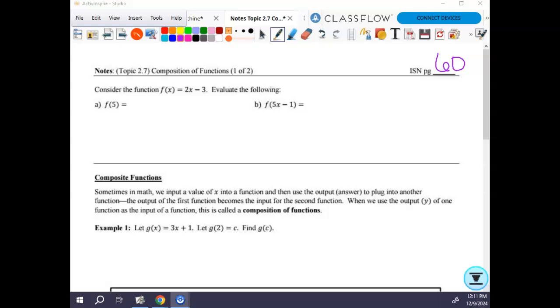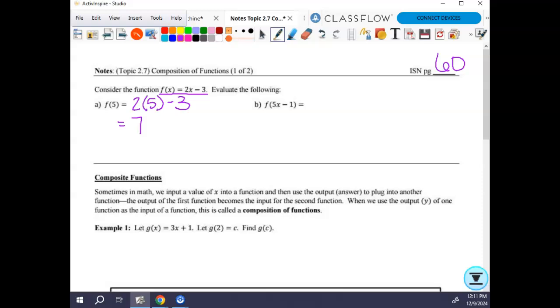Alrighty, so composition of functions. And we're going to start by just some little baby function notation first. If they give me f of x equals 2x minus 3, and I want f of 5, I'm just going to substitute in 5 everywhere I see an x, right? So 2 times 5 minus 3, so that's 10 minus 3, and that gives me 7, right? It's like super old business, super easy.